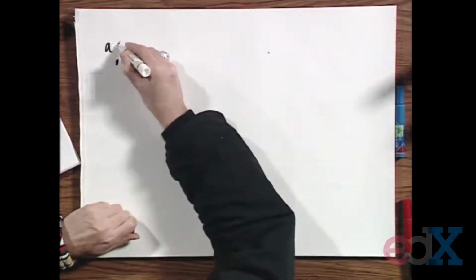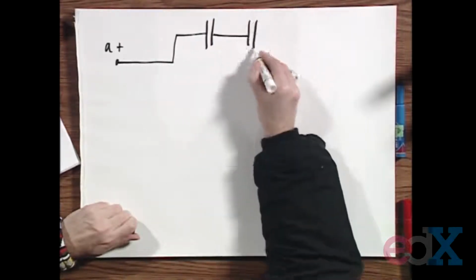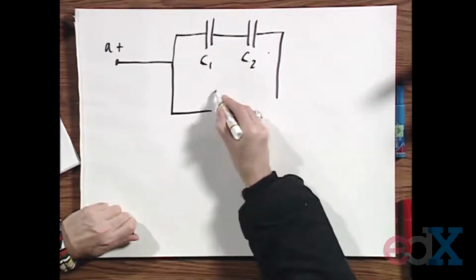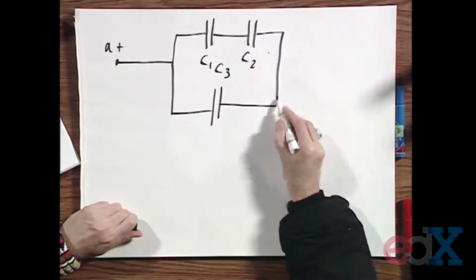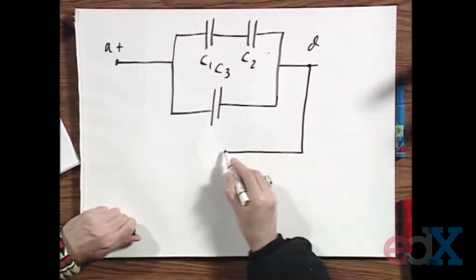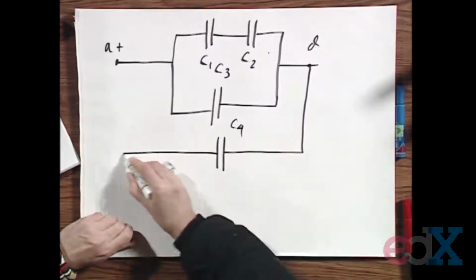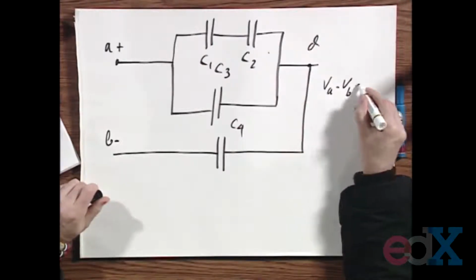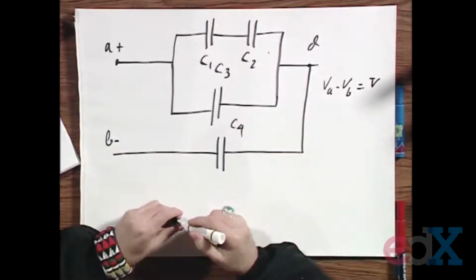So here we have point A, positive, C1, C2, rather complicated, C3, this point is called D, C4, and here is B, which is minus, and the potential difference VA minus VB equals V. And now one of the questions is, what is the charge on each of these capacitors?